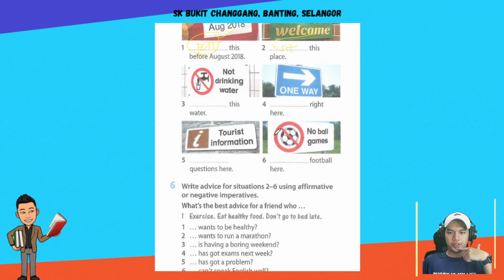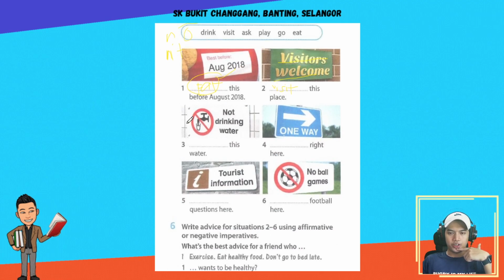Okay. Number three. This one, tengok. Ni lambang or logo tak boleh sebab ada merah dan juga cross ni kan. Okay, so not drinking water. So, drink here, we need to make it to negative. We just add no or don't. So, this one, the answer here is don't drink this water. Alright.